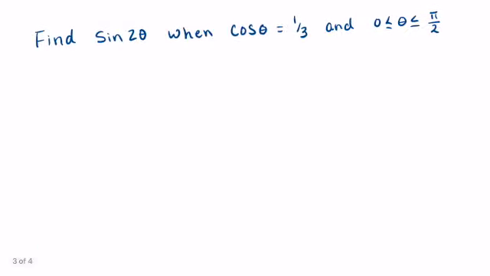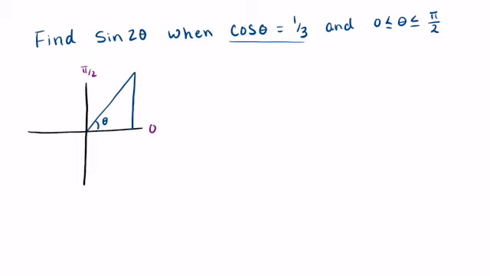So find the double angle of sine when the cosine of theta equals 1/3 and theta is between 0 and pi over 2. If we're thinking of our coordinate plane, our measurement of theta is between 0 and pi over 2, which means that theta is going to be somewhere within quadrant 1. Well, when they tell us that cosine is 1/3, we know that cosine is the adjacent side over the hypotenuse. So we have our adjacent side being equal to 1 and our hypotenuse equal to 3.